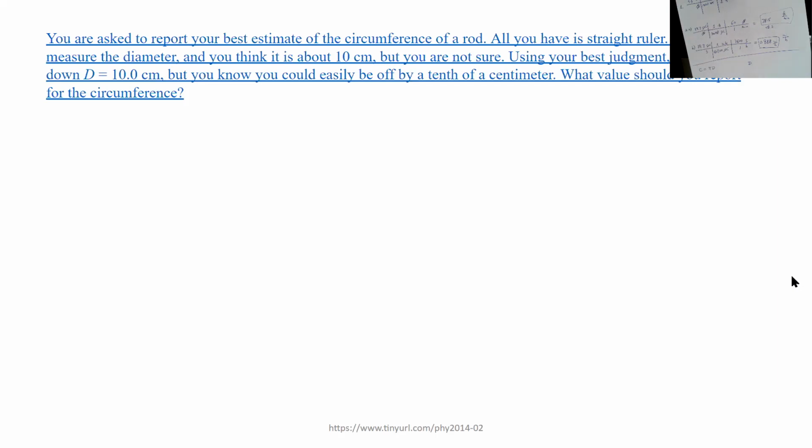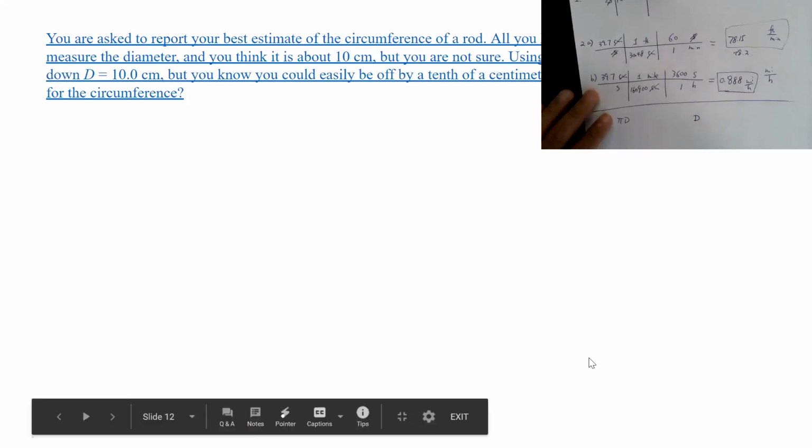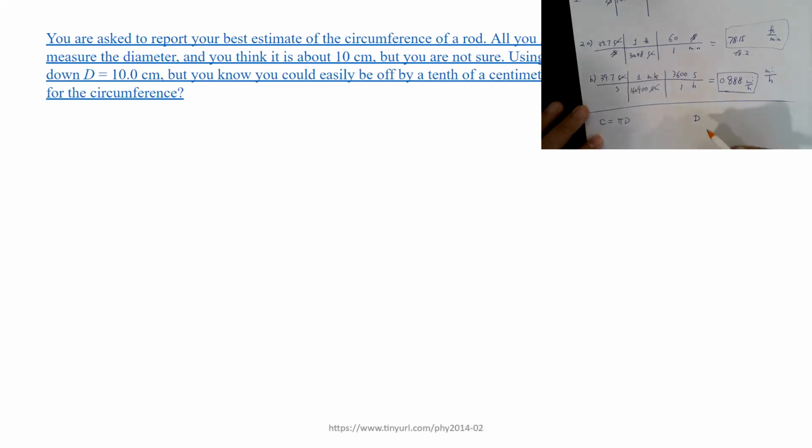let me make this camera view a little bit larger, so for those online, you can see it a little better here. You need to report that your diameter is equal to 10 centimeter plus minus 0.1 centimeter. Your best estimate plus minus the uncertainty. So plus minus means the uncertainty. It could be more or could be less by that amount.